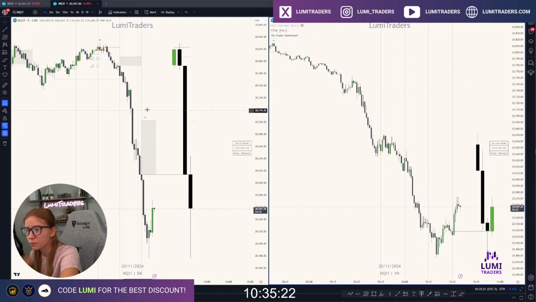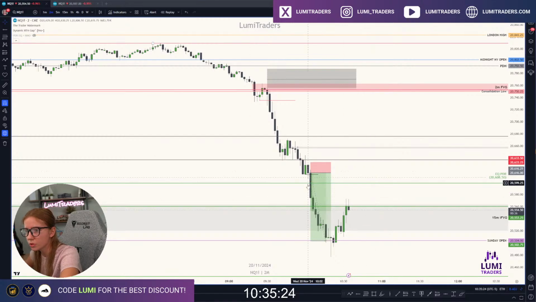Good job, guys. Pretty much a good retracement from this new week opening gap.